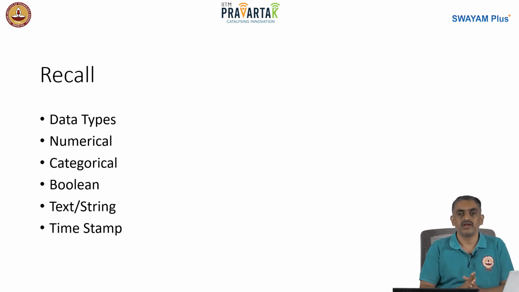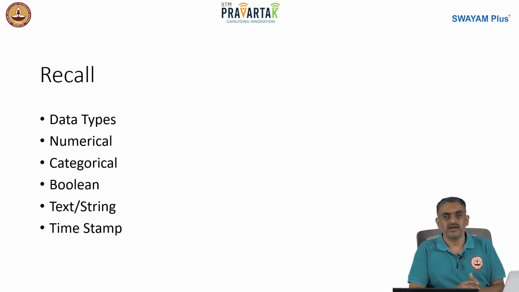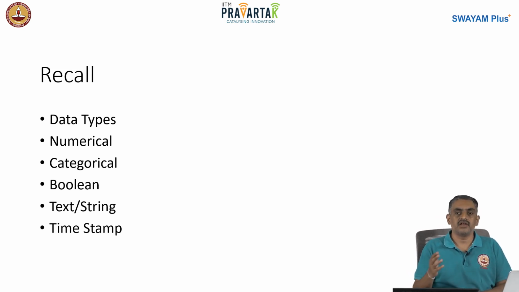Just to give a quick recall, in the previous session we looked at what the various data types are and the need for data types. We understood that there were different types like numerical. In numerical we had the categorization of continuous and discrete values. In categorical, nominal and ordinal values. Boolean values, which are basically logical values, either 0 or 1. Then we looked at text and string data types, and finally we ended with timestamp.